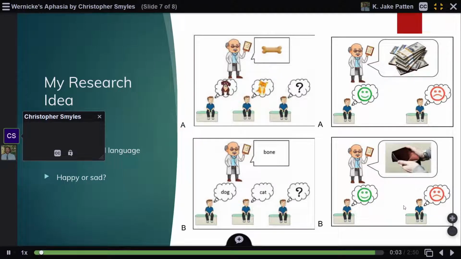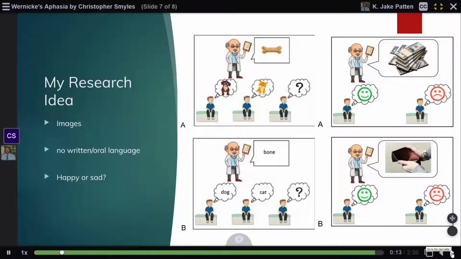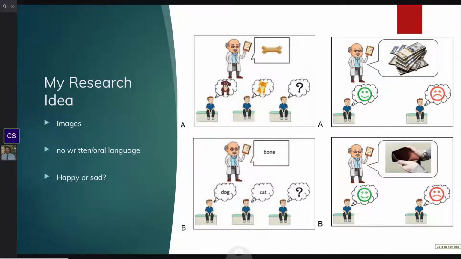So after I did some research and read a scholarly article titled "Devising a Method to Study If Wernicke Aphasia Patients Are Aware That They Do Not Comprehend Language or Speak It Understandably," they conducted a case study, and they saw that the patients with Wernicke aphasia were able to communicate at a much higher rate, effectively, with pictures rather than written or oral communication.